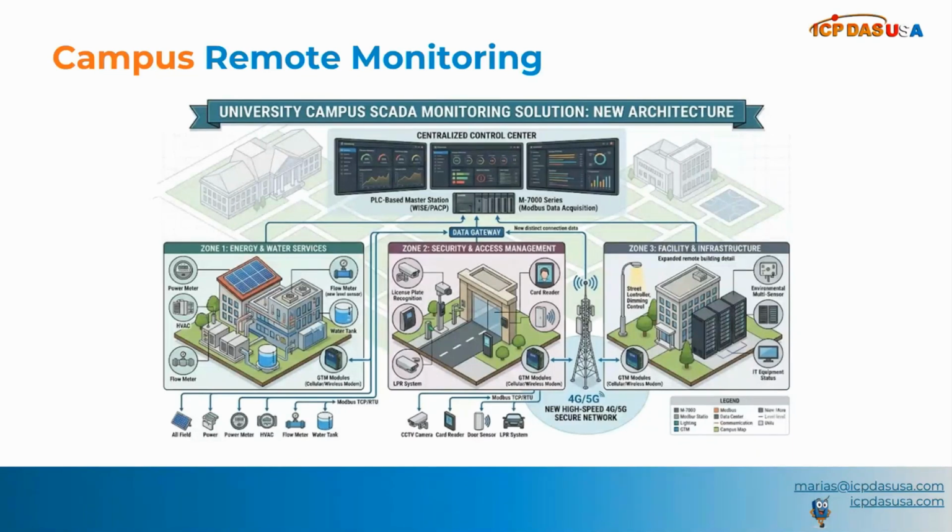In Zone 1, we're monitoring solar power and water levels. In Zone 2, we're monitoring security through license plate recognition and gate access. In Zone 3, we're controlling campus streetlights and IT server health. By using the GTM cellular modules as the bridge, we eliminate massive costs of trenching fiber optic cables across the campus. Instead, every sensor and controller talks back to the master station over the air, giving you a total smart campus solution that's very scalable and highly secure.